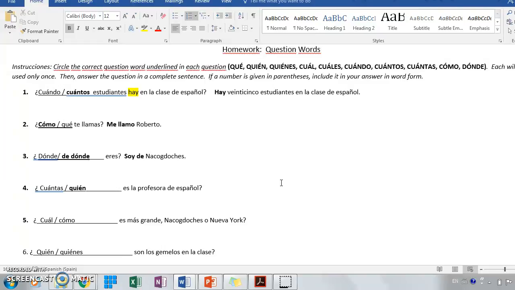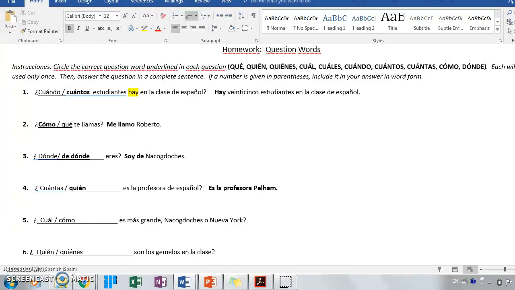Okay, so what we could do here is we could put an explicit subject, which would be la profesora de español es. Okay, but since we already have la profesora de español in our original question, we can actually make this a lot shorter by leaving la profesora out and just implying it in our answer. So we could really just start our answer with es la profesora.